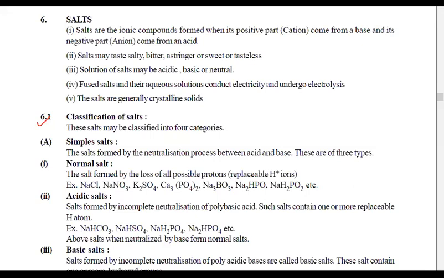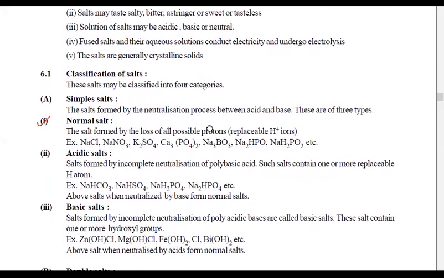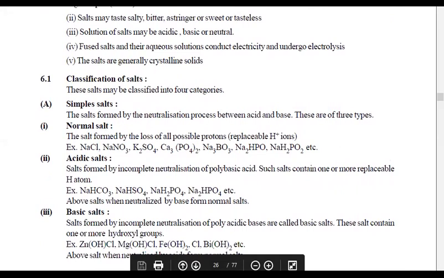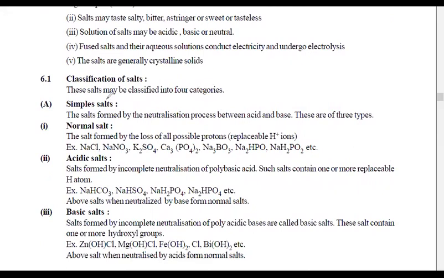But when we talk about numericals, we have to take this concentration factor into consideration. Now, as we said, the classification of salts. We are going to deal with only these three kinds. There are many other types of salts like double salt, addition salt and so on, but for us, we have to deal with these.